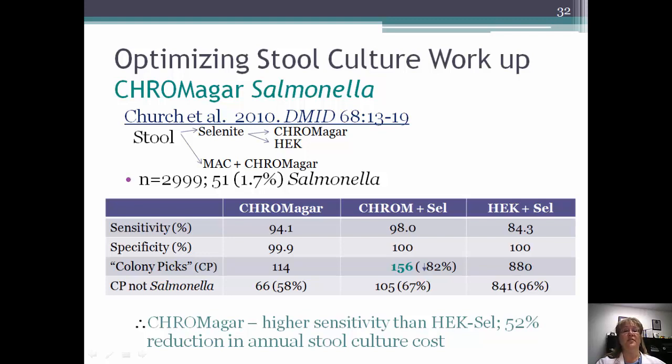Also pay attention to the colony picks. This was how many times colonies had to be picked in order to work them up. And you can see that it was 880 picks if you were doing Hektoen with selenite broth. And it went down, if you were just using chromogenic media, to 114. So again, you can see how much workload the chromogenic media cuts down in working up these cultures.